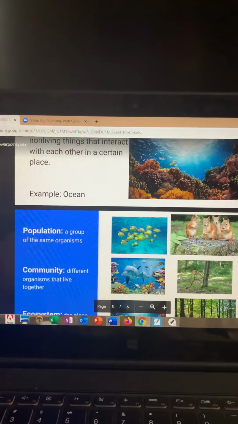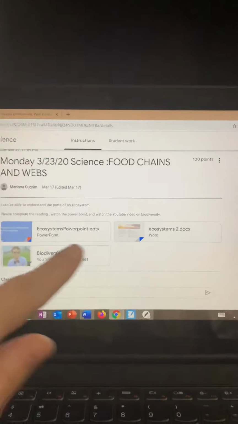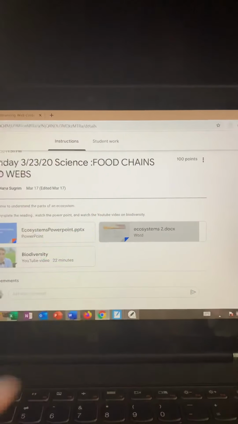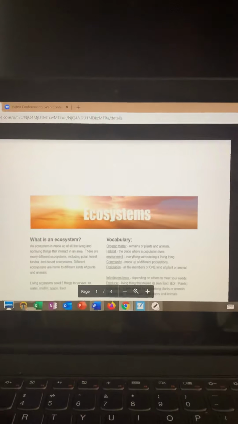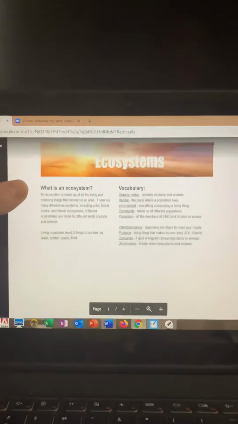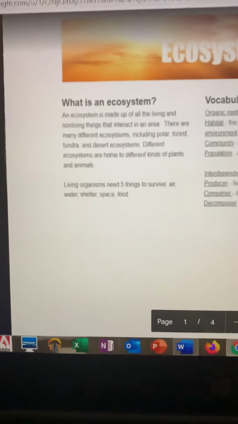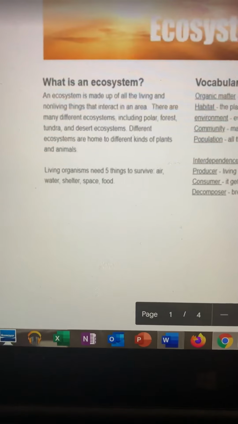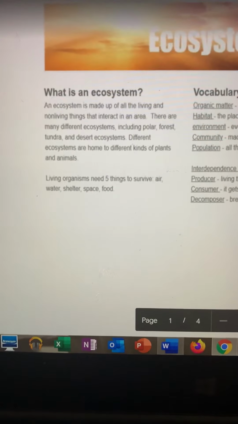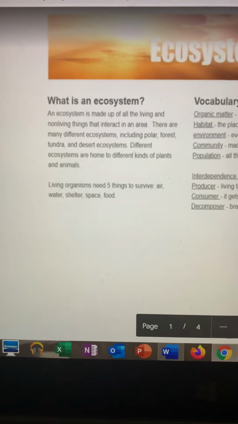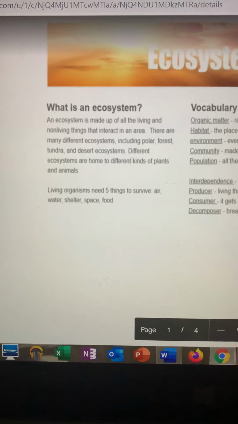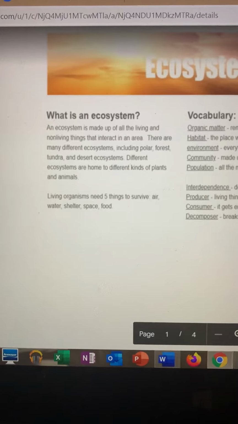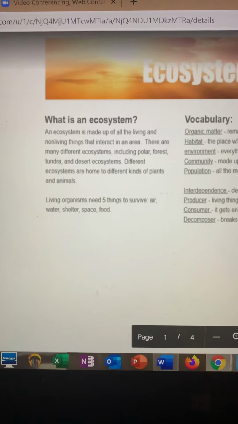So now I'm going to go back to where we were, and now I'm going to click on ecosystems, the Word document right there, and I'm going to go ahead and read that to you guys as well. So it says ecosystems. What is an ecosystem? An ecosystem is made up of all the living and non-living things that interact in an area. There are many different ecosystems, including polar, forest, tundra, and desert ecosystems. Different ecosystems are home to different kinds of plants and animals.